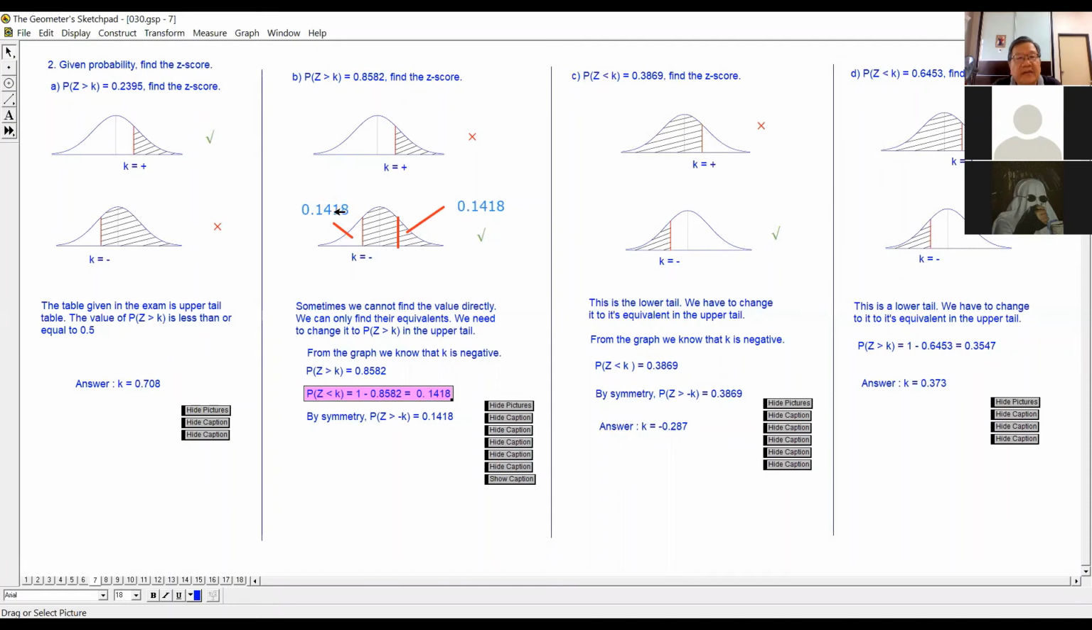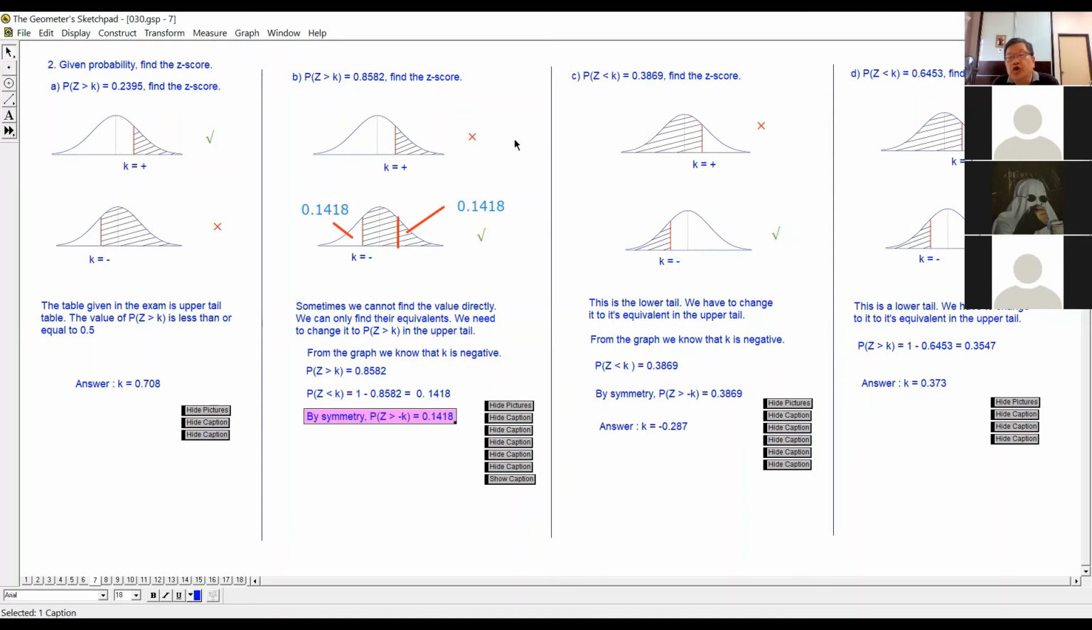Now this one shows this part here. But because of symmetry, I know that this part here has the same value, because if this is negative k and this one is positive k, they are symmetric. The positive k and negative k are symmetric about the center line. So the probability on the two sides is the same. This side is 0.1418, the other side also 0.1418.